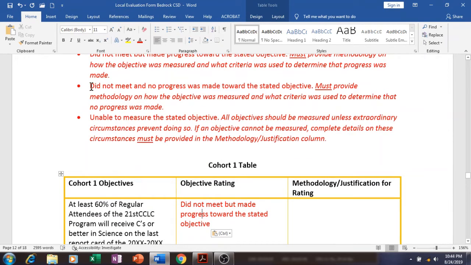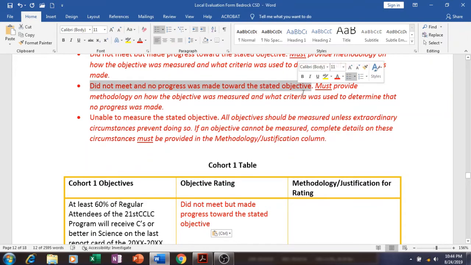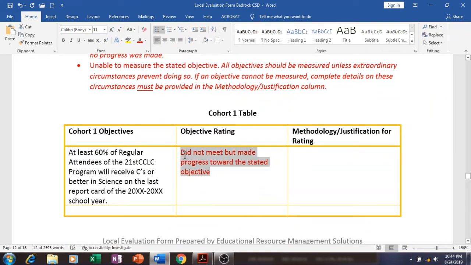Now, let's say that not only did not meet, but you made no progress.